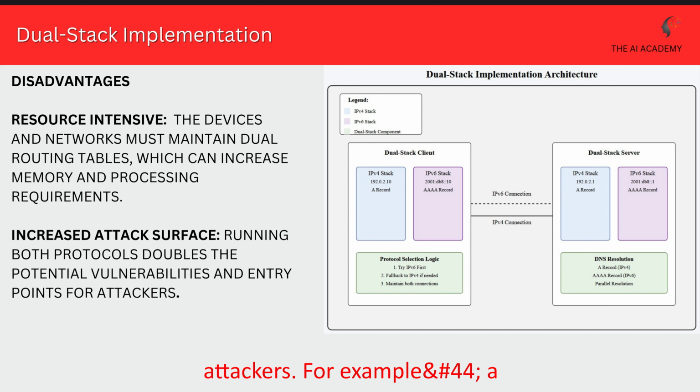For example, a web server configured for dual stack will have two DNS records. For IPv4, an A record, 192.0.2.1. And for IPv6, a Quad A record, 2001:DB8::1. Clients will resolve the appropriate record based on their supported protocol.